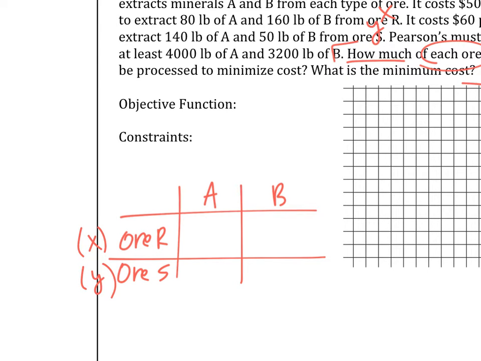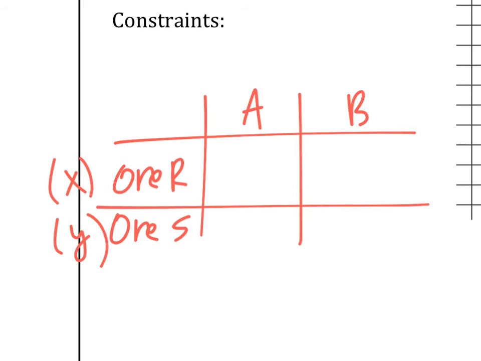All right, let's double check your progress. Raymond Kim. Ore R makes how much A? 80, and then how much B? 160, good. Gary. Ore S makes how much A? 140, and how much B? 50. Okay, let's see. CeeLo. So how would I?